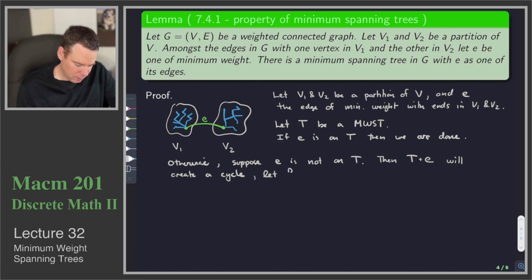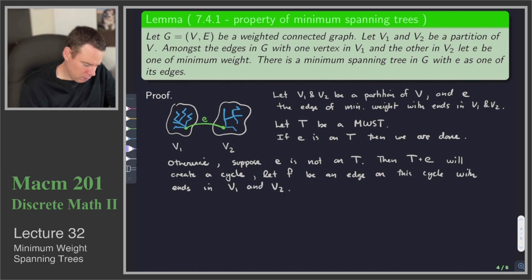So we'll let F be an edge on this cycle with ends in V1 and V2. So there's got to be this edge F that bridges these two vertex sets. And that's part of our tree T. So E is not on our tree, but F is. And now what I'd like to do is show that I can always modify it to make a minimum weight spanning tree that does contain the edge E, and therefore doesn't contain the edge F.